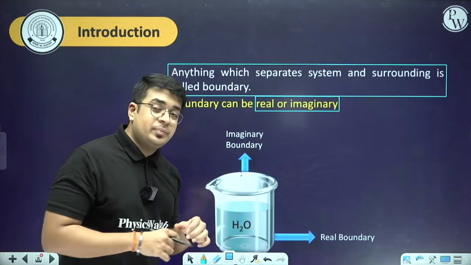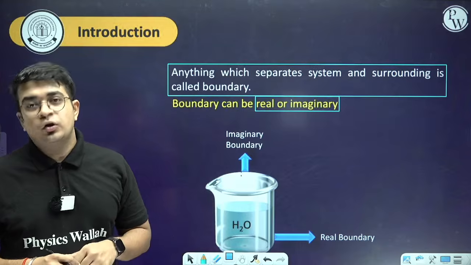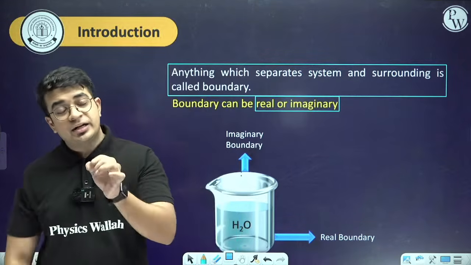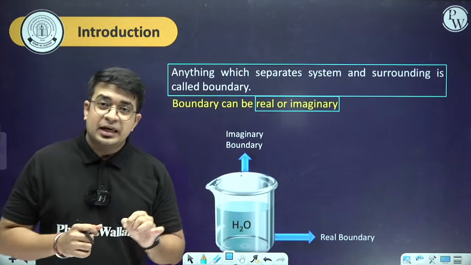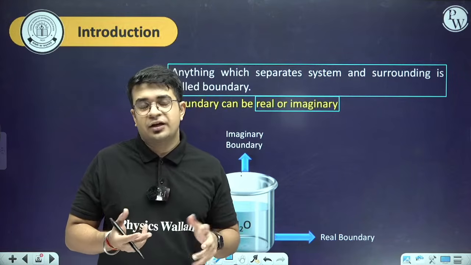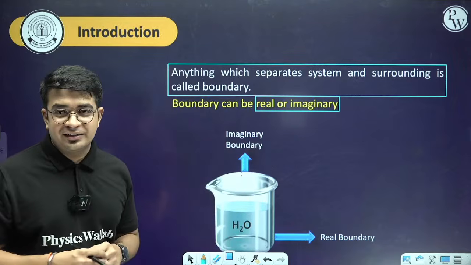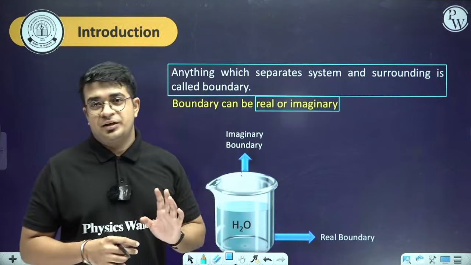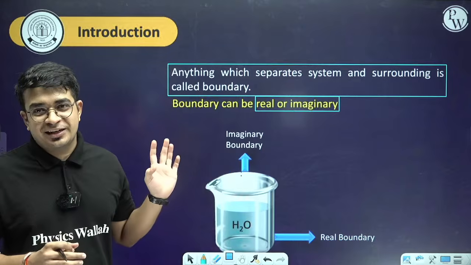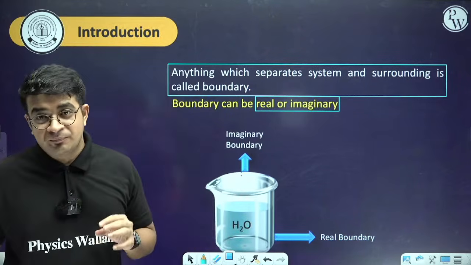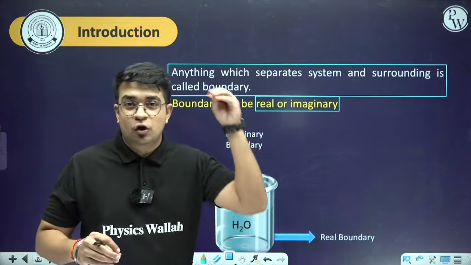So it can be imaginary also, but you have to understand that whenever we are talking about the system and surrounding, a boundary is always present. If it is visible to you, it's very good. If it's not visible to you, then you need to consider that the boundary is definitely there, but it's an imaginary boundary. I hope this portion is clear to everyone, and we have already talked about the system, surrounding as well as boundary, because now we have to work on the system.